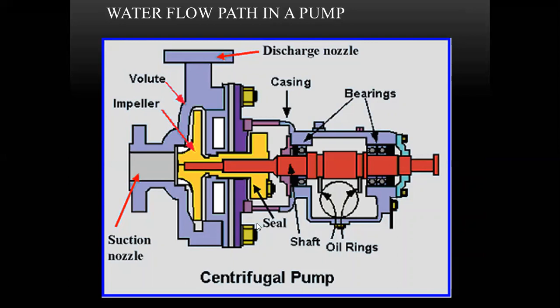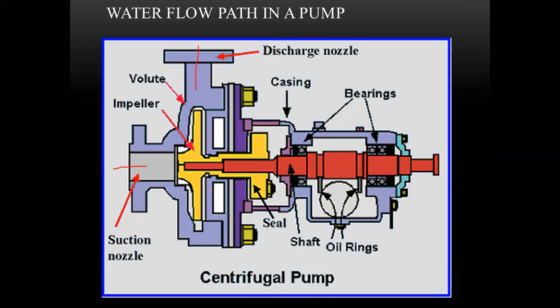So how does the centrifugal pump action take place? This is a suction nozzle where the water is going in, and it is going out. You can see the total mechanical figure of the centrifugal pump here. The water is going inside, and through the discharge nozzle the water is going outside. This whole thing is a mechanical setup.